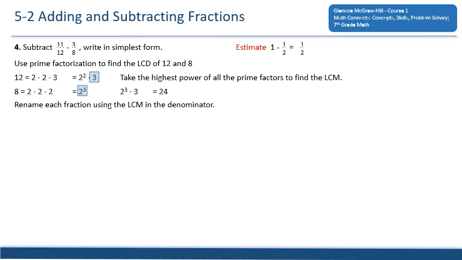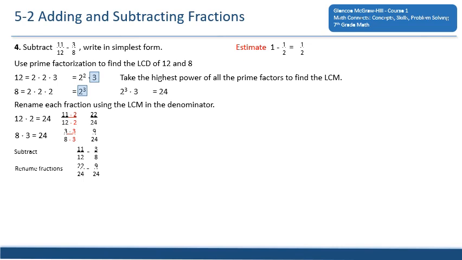So we're going to rename each fraction using the least common multiple in the denominator. So for 11/12, we know that 12 times 2 is 24. So we have to multiply 11 times 2 to get 22. So the first fraction, 11/12, becomes 22/24. And then for the second fraction of 3/8, we know that to get 8 to 24, we have to multiply it times 3. So that means we have to multiply the numerator times 3. We get 9/24.